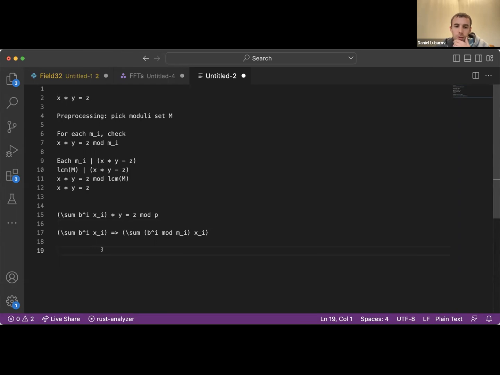Jordi, would you like to talk about how you do this? Yeah, in our implementation we are doing it a little bit differently. We are not doing probabilistic. Let me see if I'm able to explain.